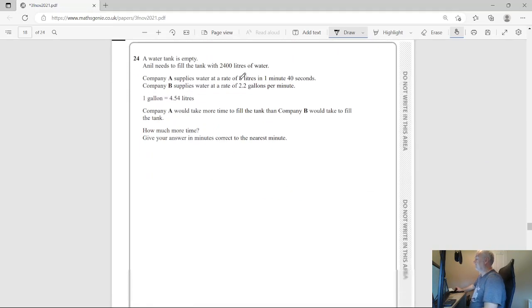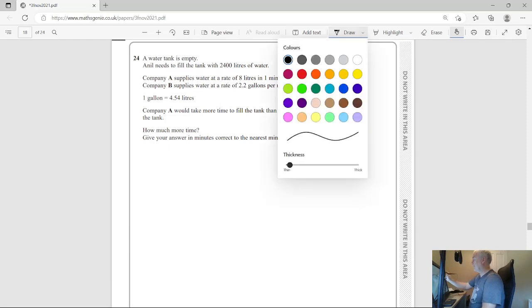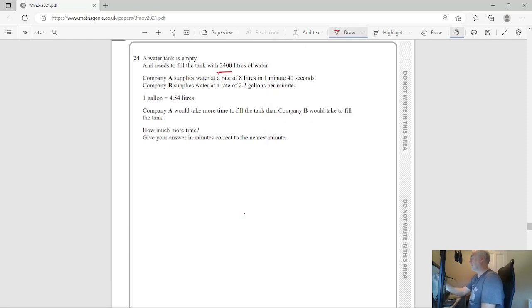Question 24. A water tank is empty, and Anil needs to fill the tank with 2,400 litres of water. So that's key information. The fact that it's empty is key information as well. And we're in litres.